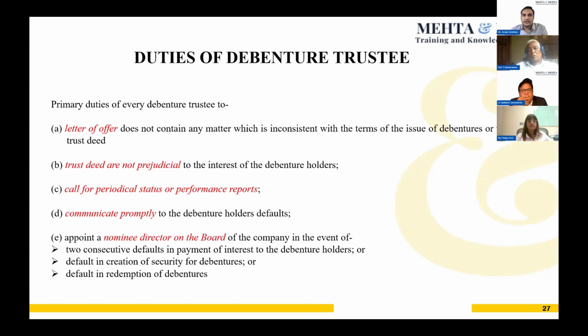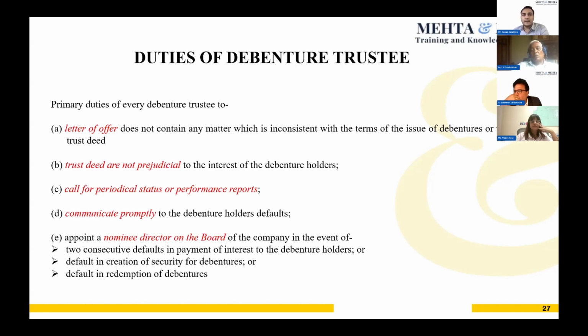The primary duties of the debenture trustee is to ensure the interest of the debenture holders, more particularly to satisfy himself that the letter of offer does not contain any matter which is inconsistent with the terms of the issue or with the trust deed, and that the covenants in the trust deeds are not prejudicial to the interest of the debenture holders. He shall call for the periodic status of the performance reports of the company, and shall communicate promptly to the debenture holders in case of any default with regards to payment of interest or redemption of debentures, and shall take necessary action.